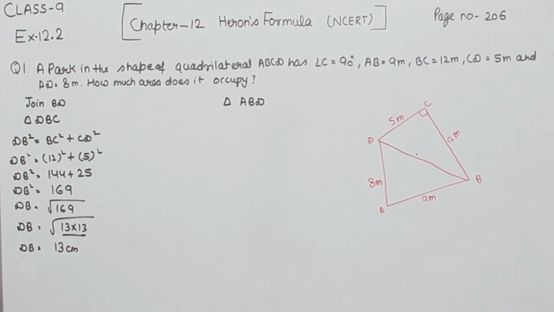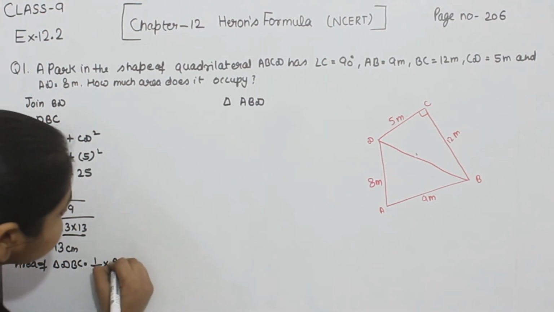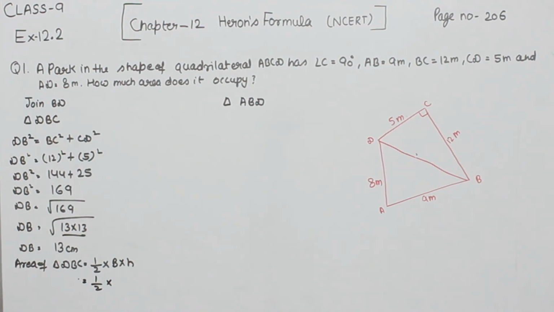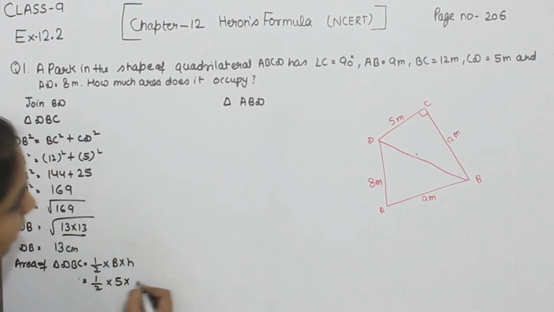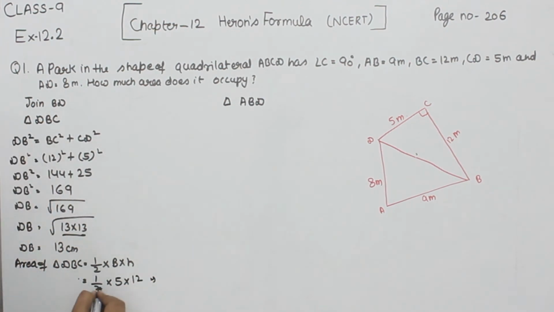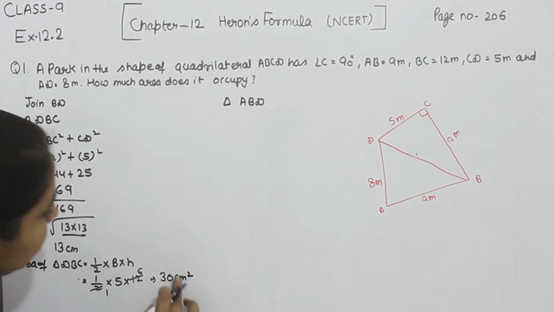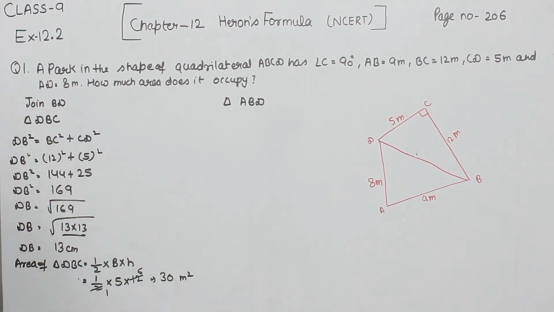Now in the triangle DBC we have to find the area. So area of triangle DBC is equal to half into base into height. Now half into base we are having as 5 and 12 is the height. Now 2 1s are 2, 2 6s are 12, 6 5s are 30. This one is in the meter. So 30 meter square is the area of the triangle DBC.